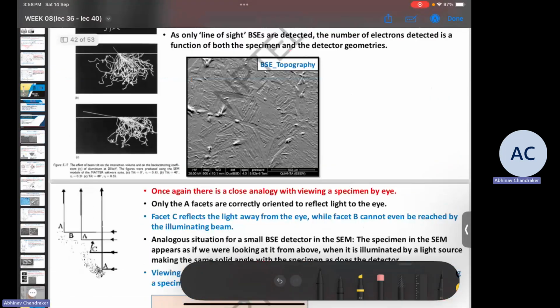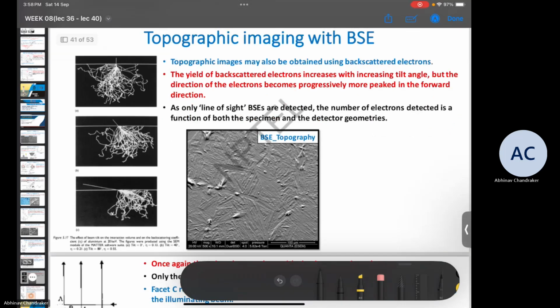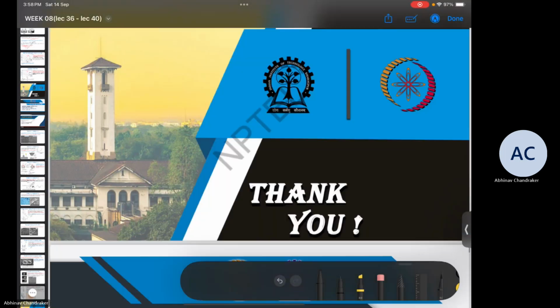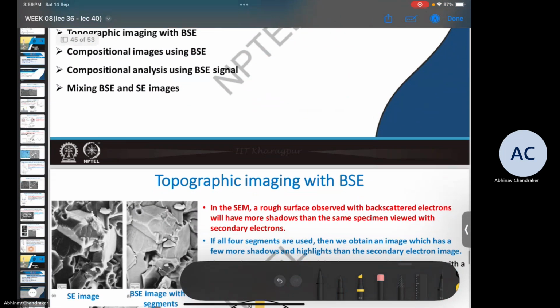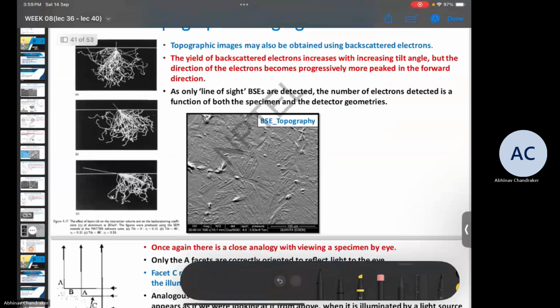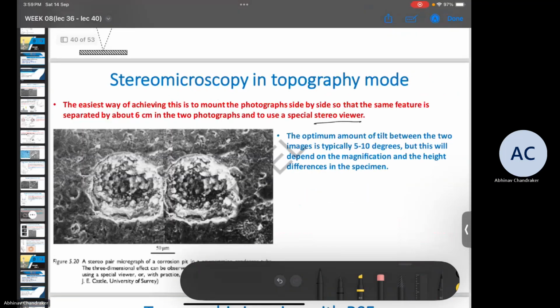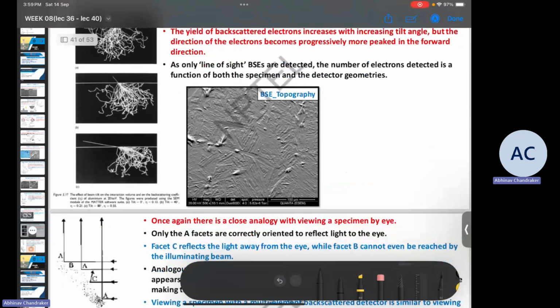Now I think we'll contrast between the topographic image which is formed by BSE and that which is formed by SEs. Okay, let's just look at it, then take a 5-minute break.